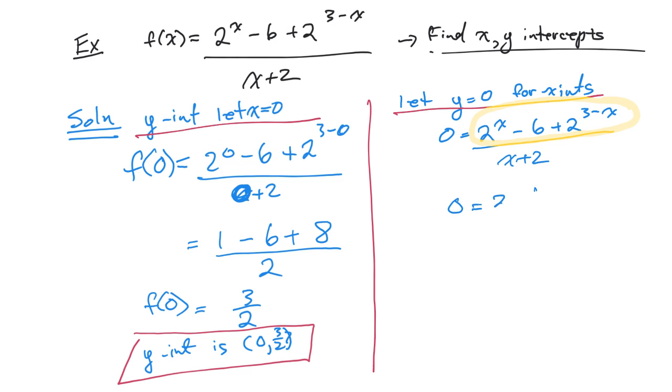0 is equal to 2 to the x, and then the minus 6 is somewhere in there, so let's put that in: minus 6 plus 2 to the 3 minus x. Okay, so now let's go and solve.